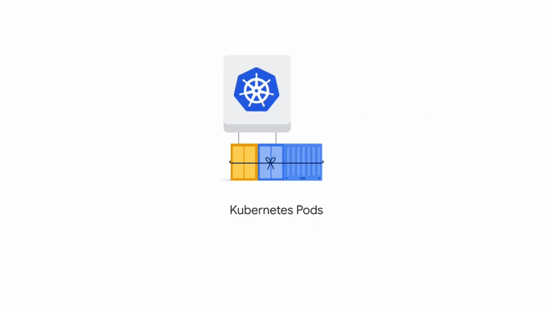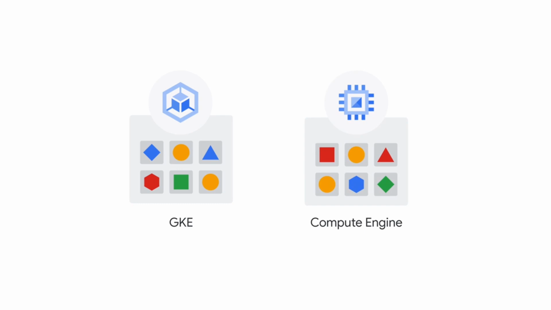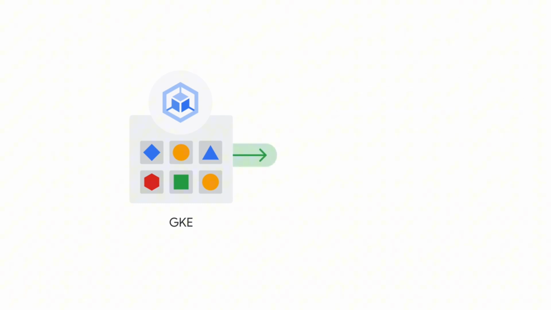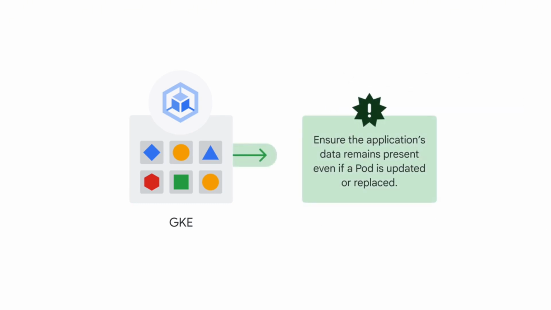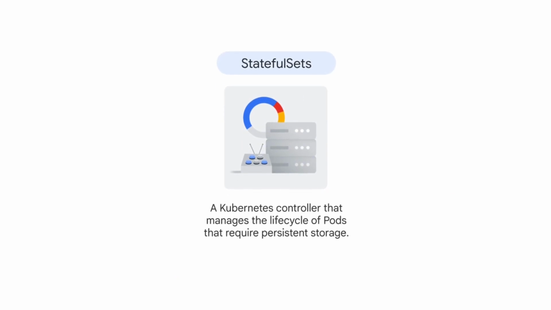As Kubernetes pods are ephemeral by design, the way GKE handles data storage is a little different than the way compute engine instances do. As a result, it's important to ensure the application's data remains present even if a pod is updated or replaced. For this to happen, stateful sets can be used. Stateful sets are a Kubernetes controller that manages the lifecycle of pods that require persistent storage.